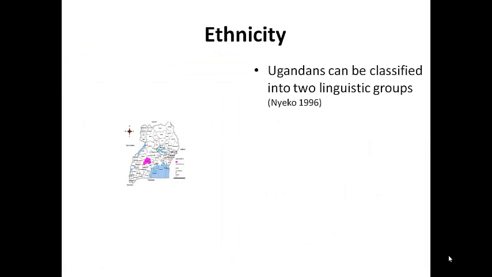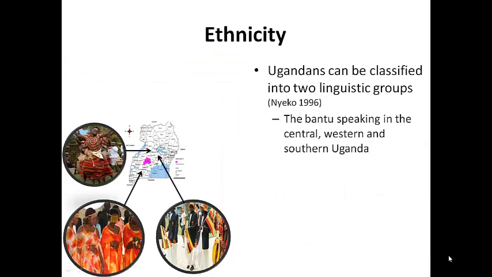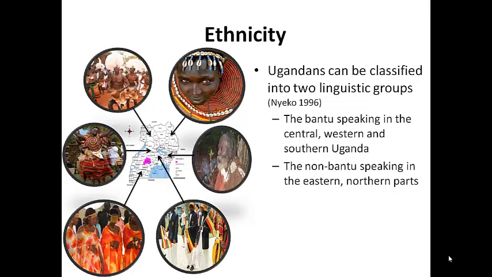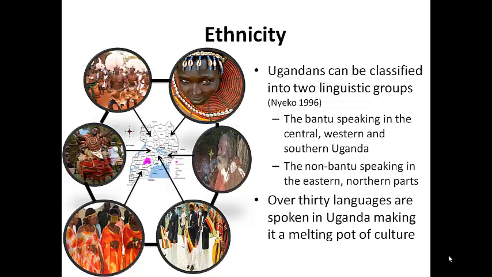Ethnically, Ugandans can be classified into 2 groups: the Bantu speaking group that occupies the south, the western and central part, and then the non-Bantu speaking that occupy the east and the northern part of Uganda. Uganda is truly a cultural melting pot with over 32 spoken languages.